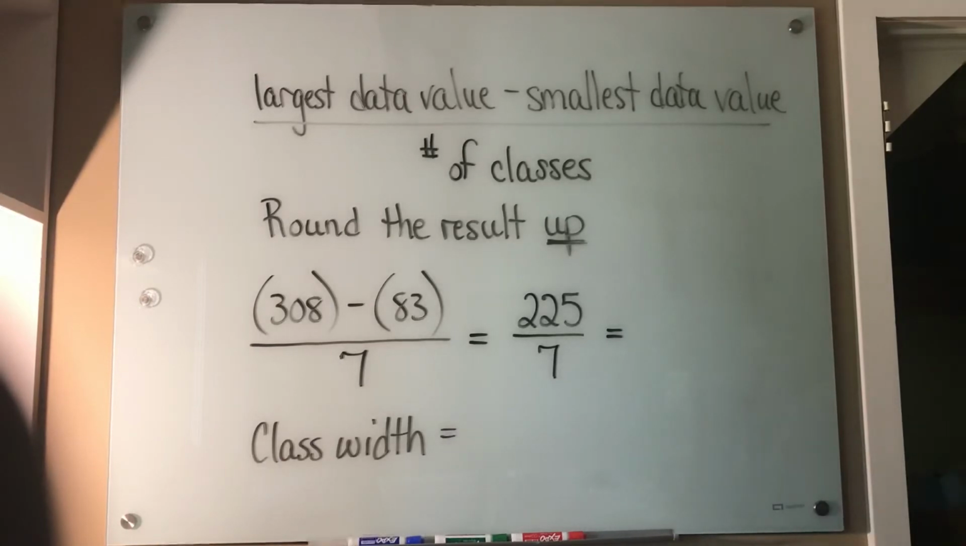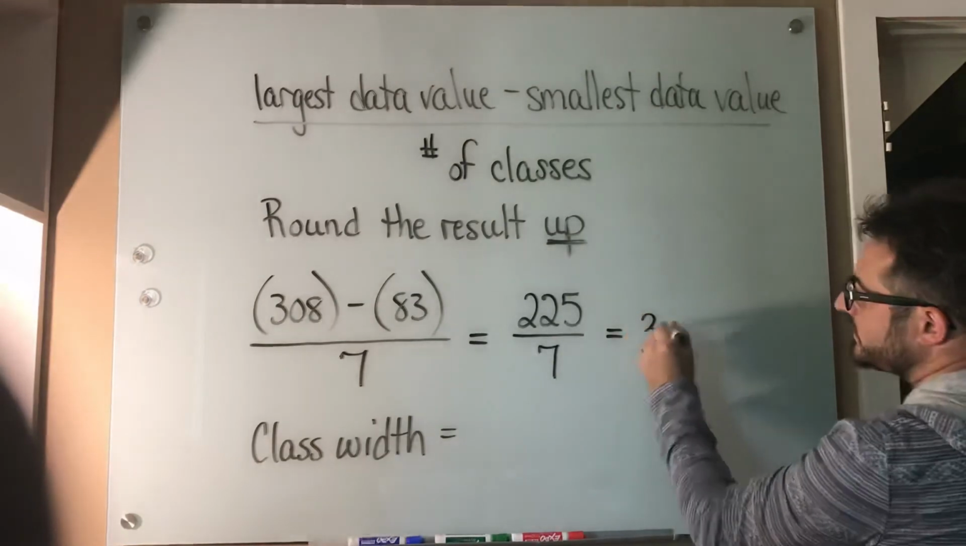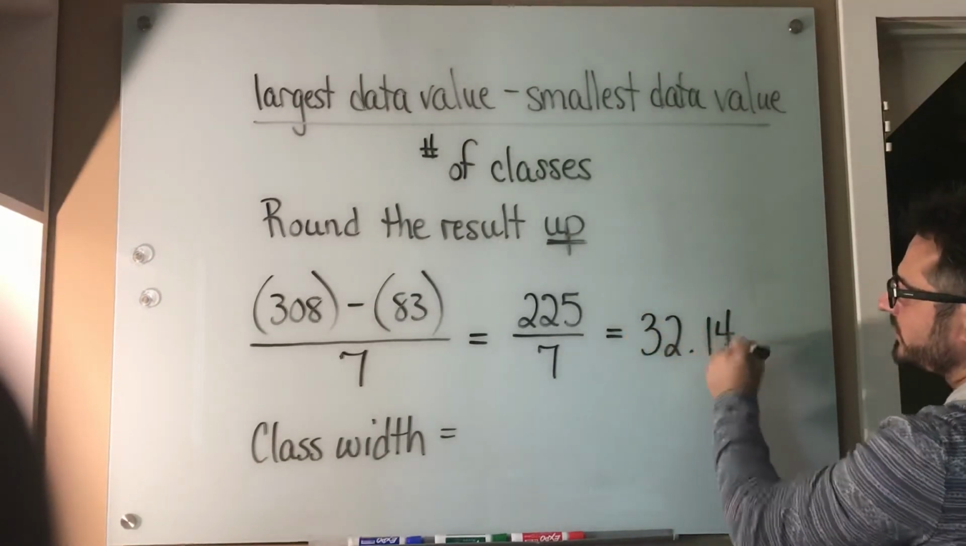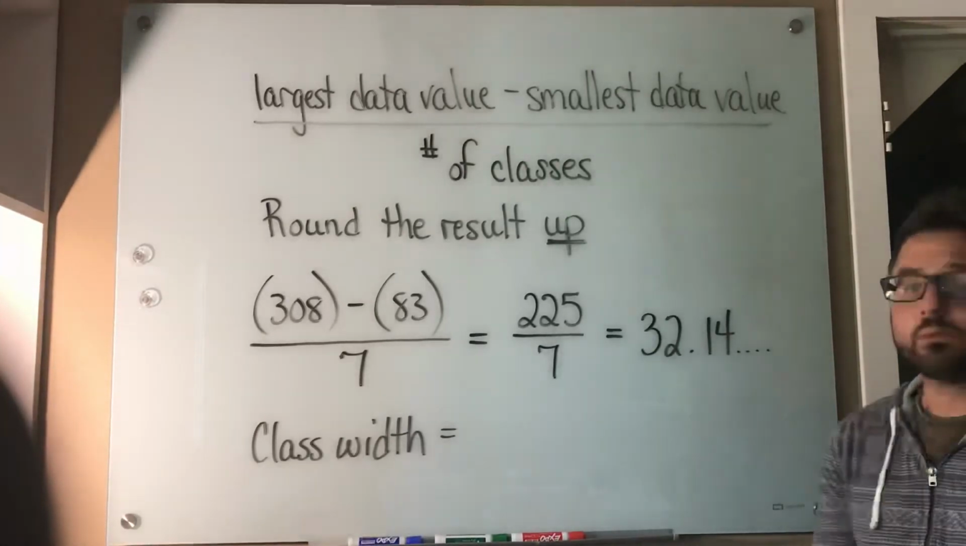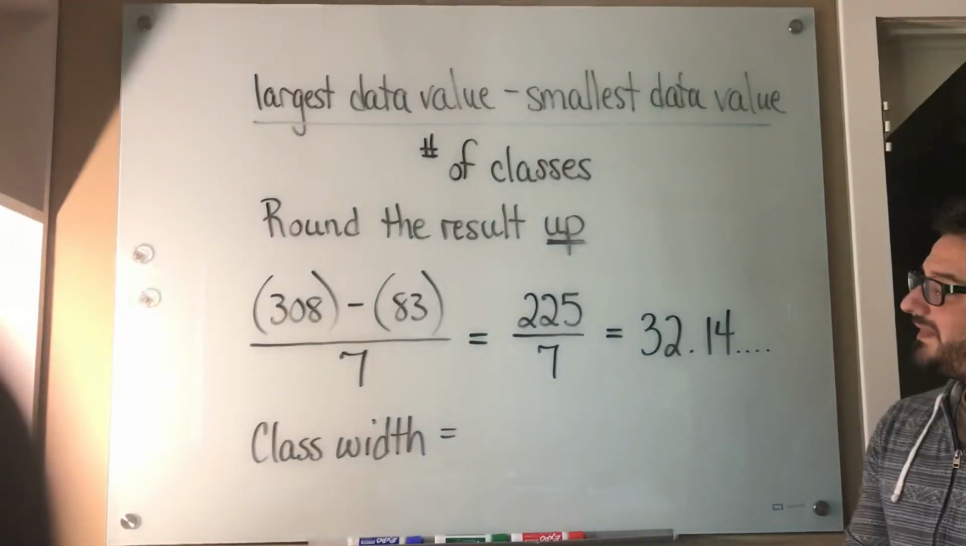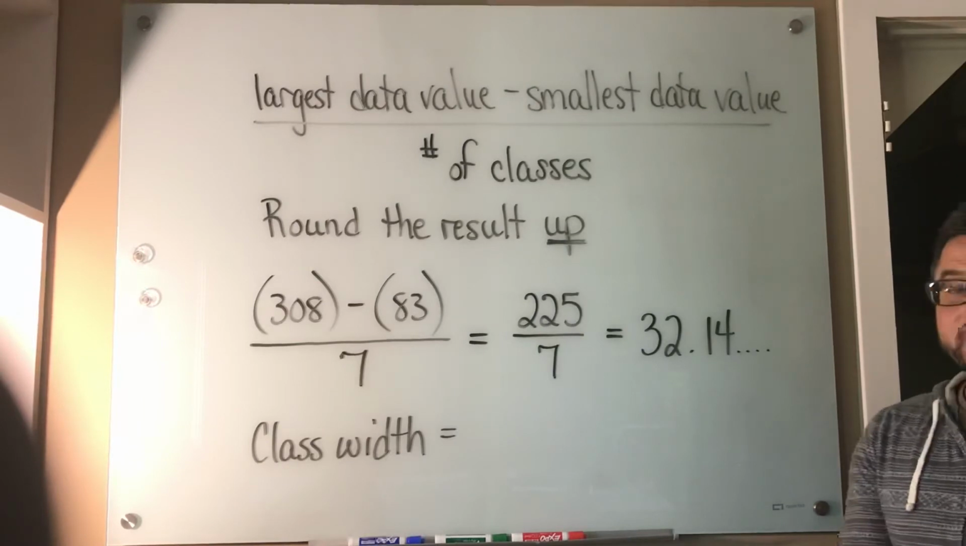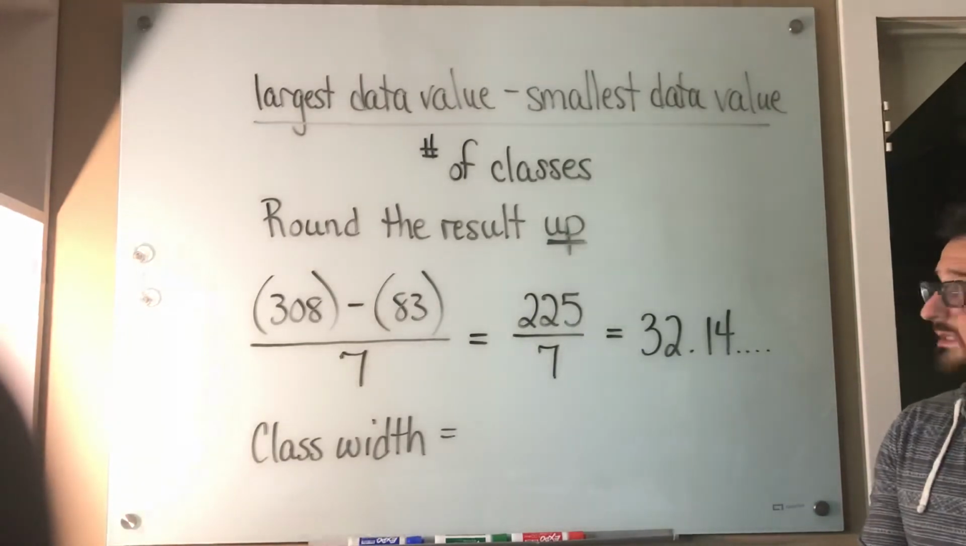225 divided by 7 now is 32.14, and a whole bunch of other decimal values. They actually aren't very important at this point. In this case, typical rounding might suggest that we round down to 32.